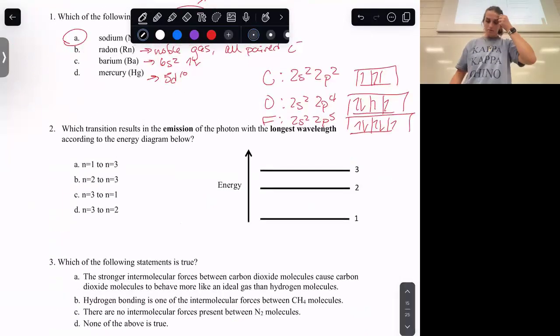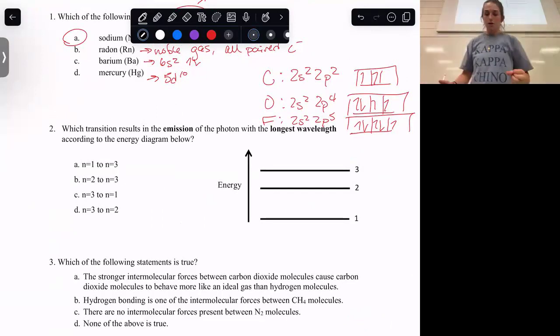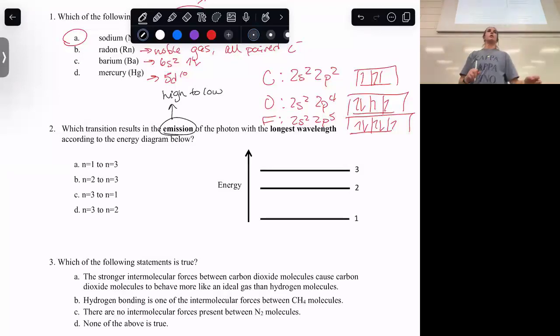Good. So which transition results in the emission of the photon with the longest wavelength according to the energy diagram below? So two things that are highlighted importantly for you is emission. If we're emitting, are we going from low to high or high to low? We're going from high to low. Right, in order to go from 1 to 3, we need to absorb energy because they're higher energy levels. So absorbing goes from low to high, but if we're emitting, we're falling back down. So that's going to be a high energy level to a low energy level.